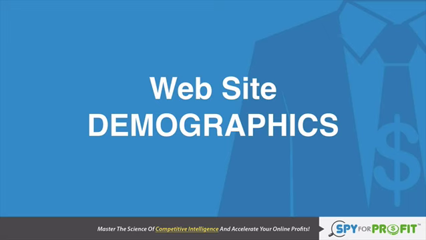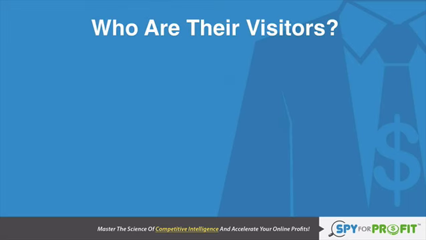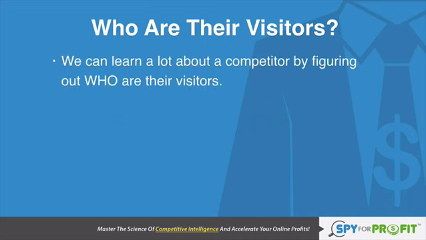Let's talk about website demographics. So who are their visitors? Now we can learn a lot about a competitor by figuring out who their visitors are. What type of people are they? And ultimately, who are their customers? What type of person makes their ideal customer? That's what we really want to figure out, who their ideal customer is.